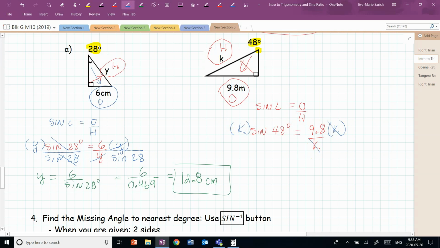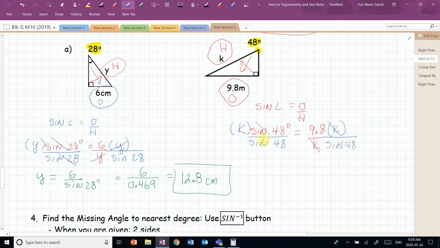Now, at the same time, we need to get K all by itself. So we need to get rid of this sine 48. So K is multiplying sine 48, so we're going to do the opposite, which is divide by sine 48. On the other side, we need to do the same thing. We're going to divide by sine 48.